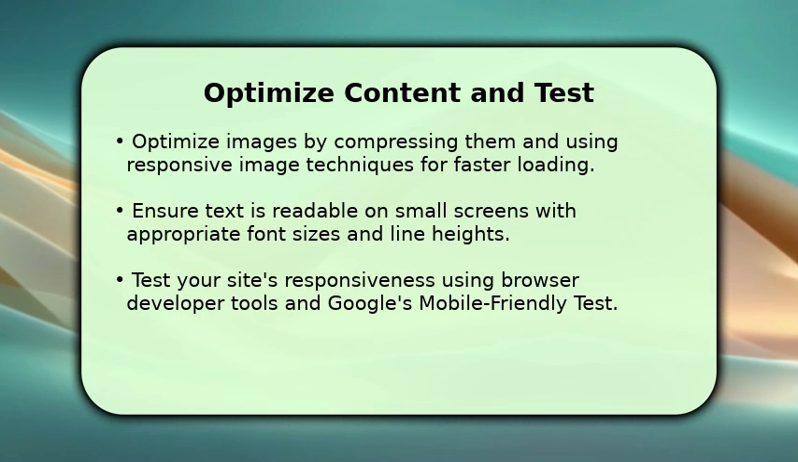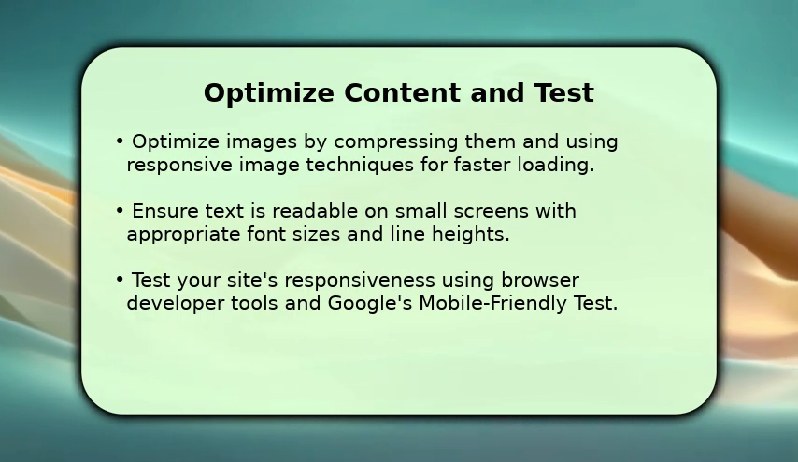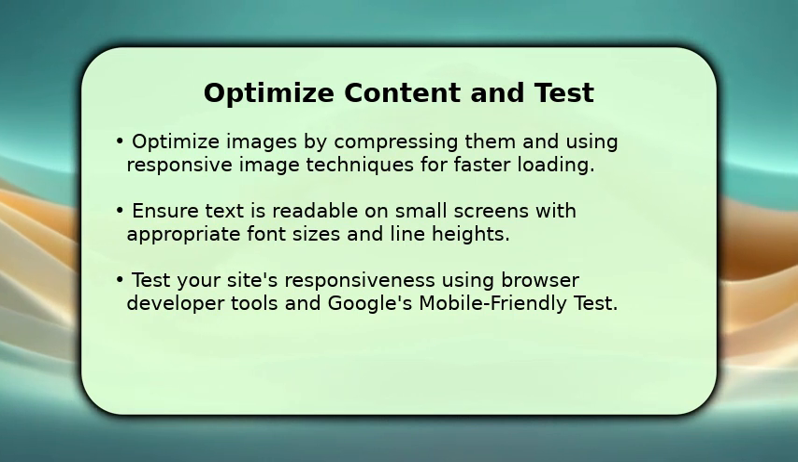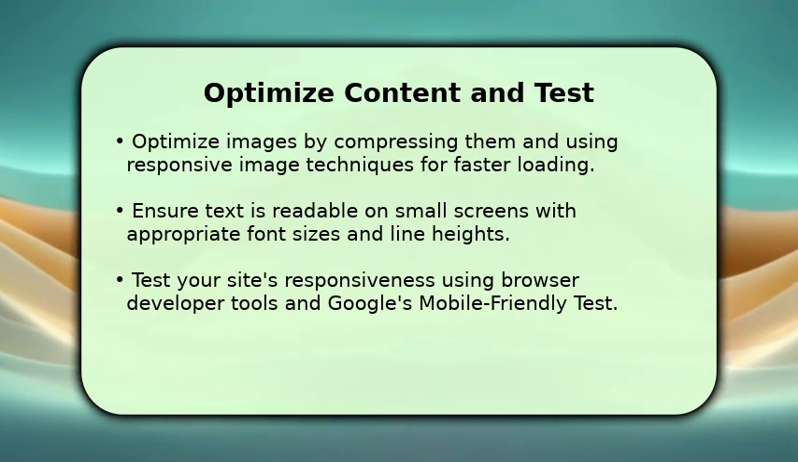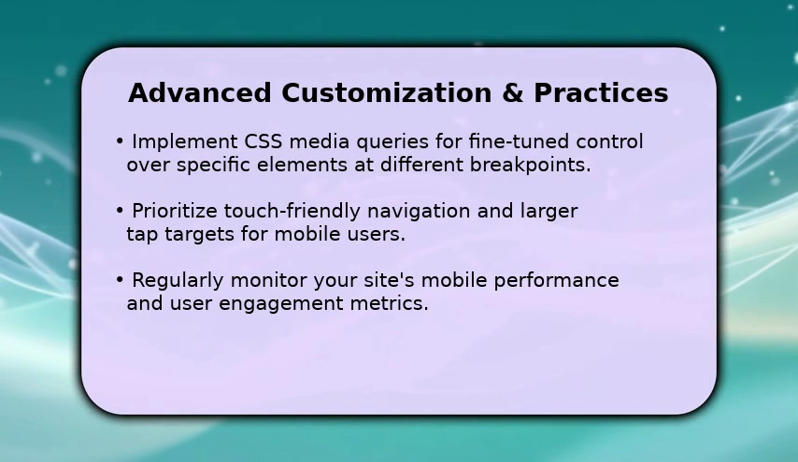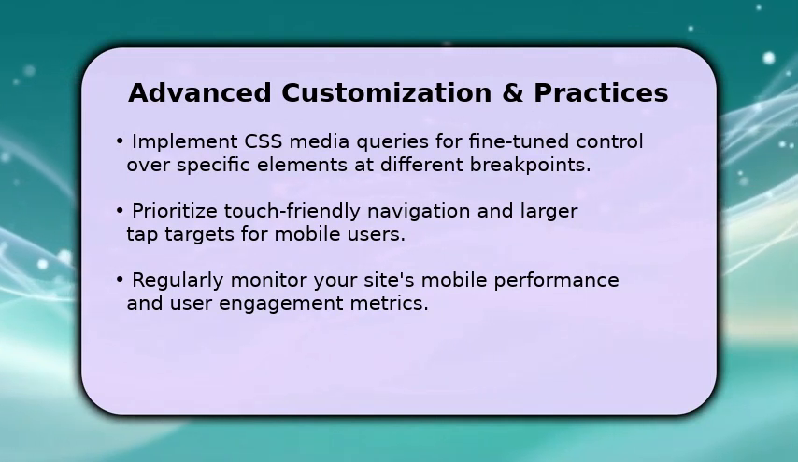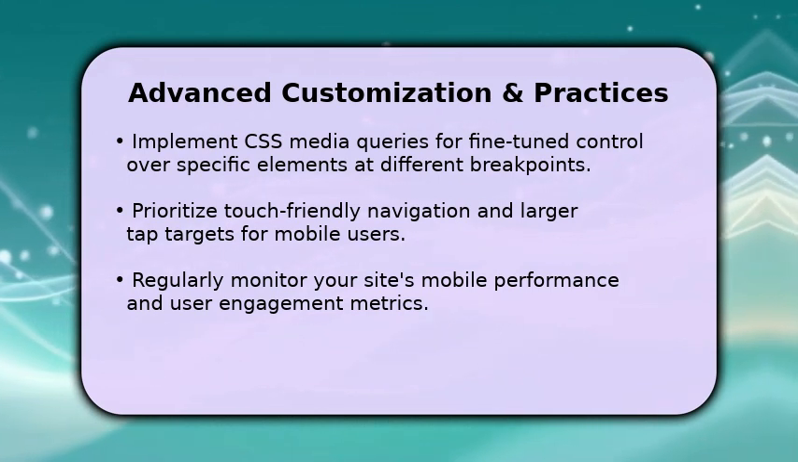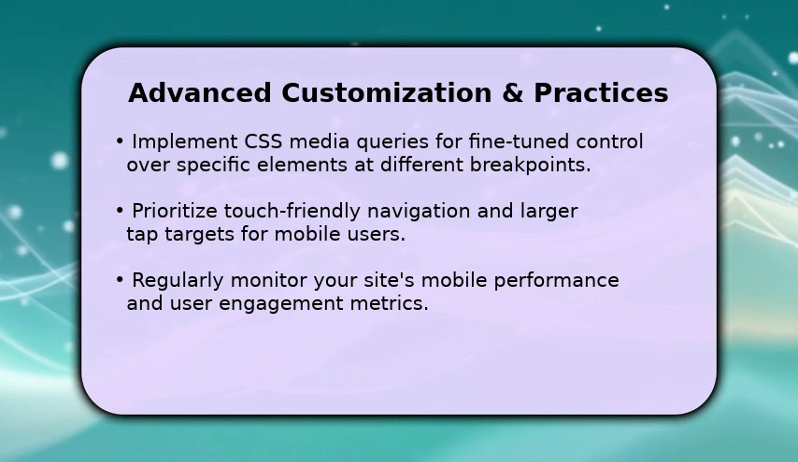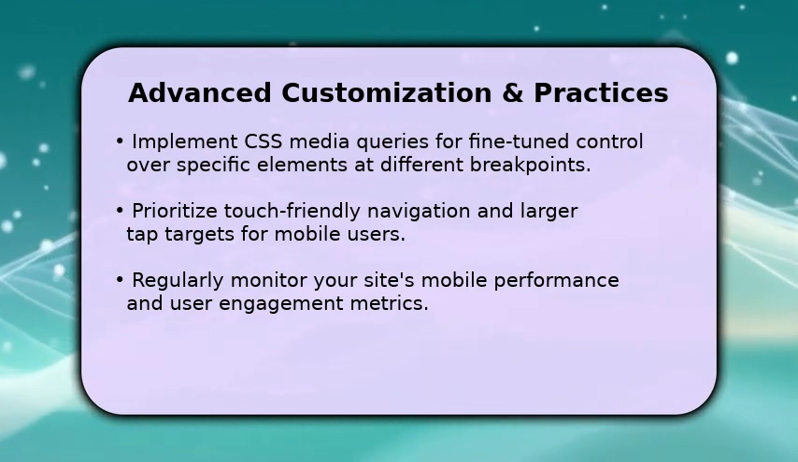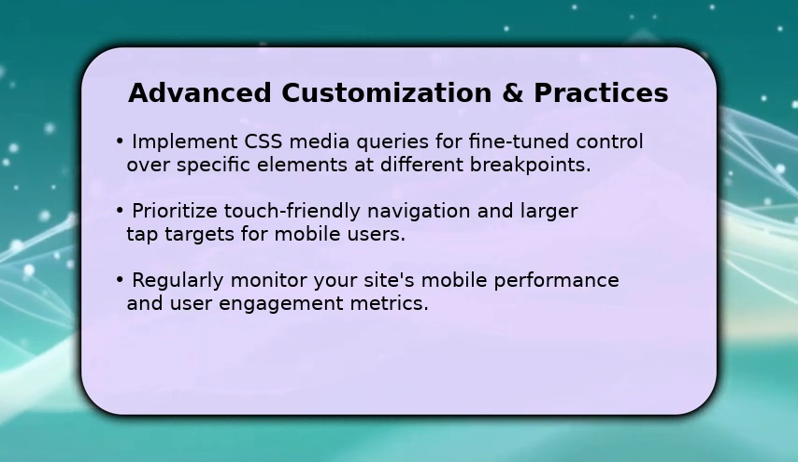Crucially, test your site. Use your browser's developer tools to simulate different devices, and Google's mobile-friendly test provides valuable insights into your site's performance. For advanced control, you can implement CSS media queries. These allow you to apply specific styles when a screen reaches certain widths, like 600 pixels or 992 pixels, giving you precise design adjustments. Always prioritize touch-friendly navigation.